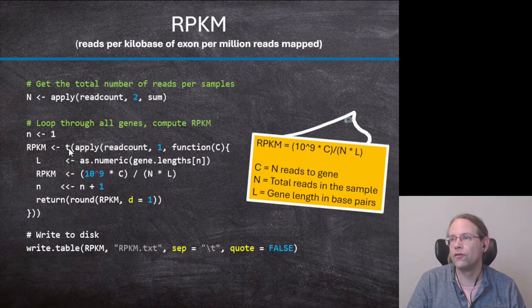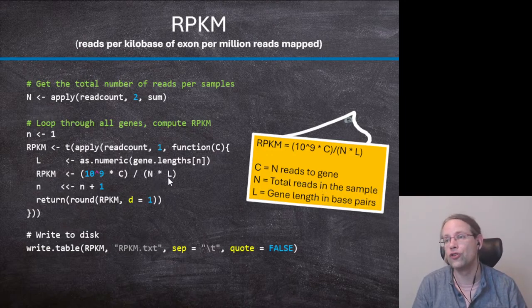So I'm going to say for each of the read counts, go through the rows, and then you have a function which is called C. So C is the input to the function. Each row is going to be C, which is the total reads to a gene. And then we're going to compute our L. We already computed L, but we're just going to say from the gene lengths, take the current gene length that we're looking at. That's why we computed the gene lengths beforehand. So when I'm looking at the first gene, I want to take the length of the first gene. When I'm looking at the second gene, take the length of the second gene. And then I'm just going to compute my RPKM. So I'm going to say 10 to the power of 9 times C divided by N, which is the total reads in the sample, times L.